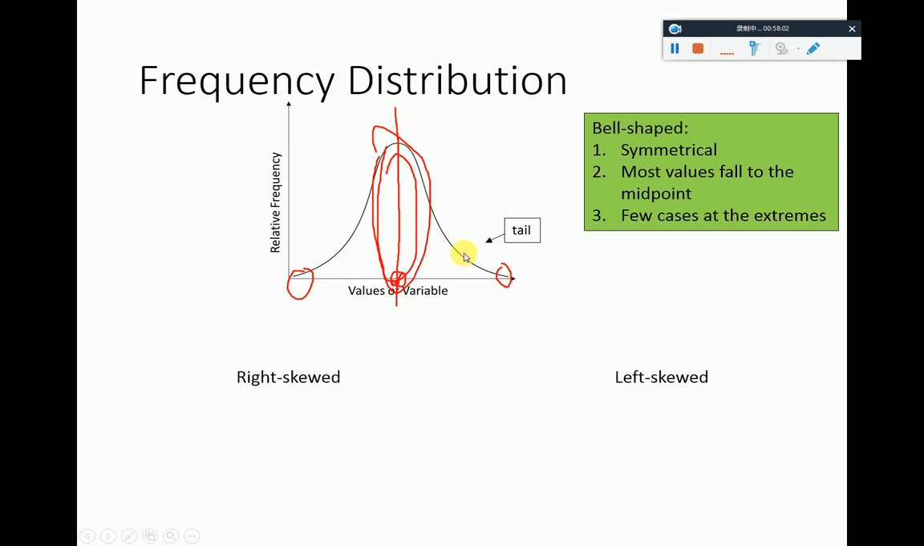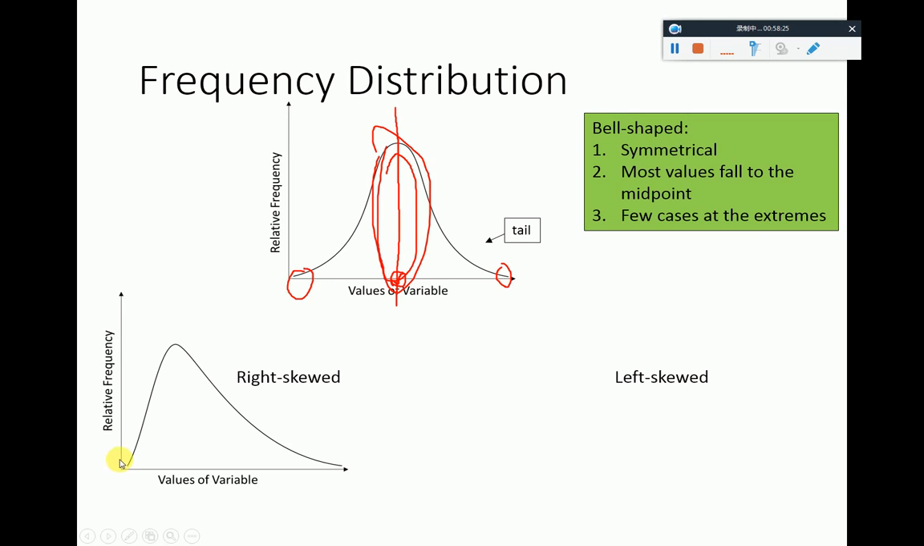And we call this part of the curve a tail. Okay, this is the center, this is a tail, and this is also a tail.